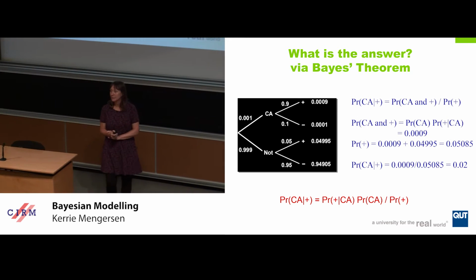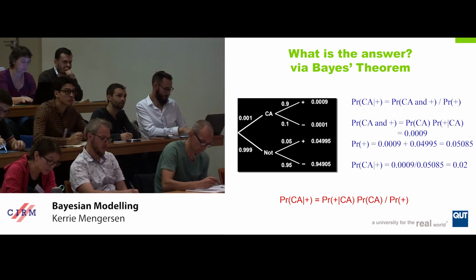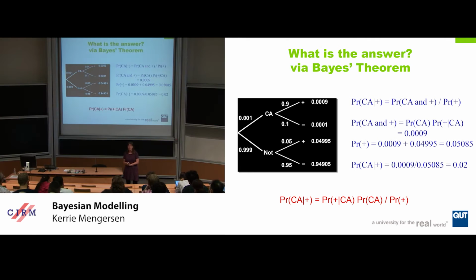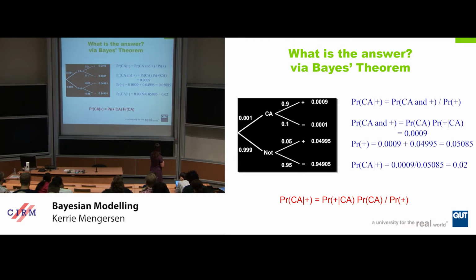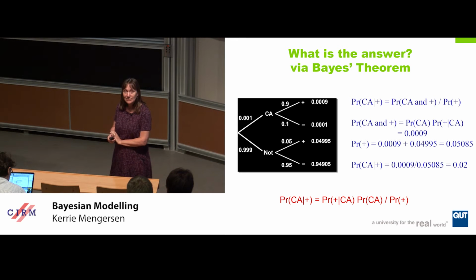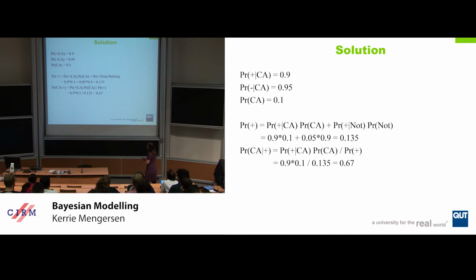Okay, what did you get? Who's got an answer? Did you work it out? 0.015. Let's have a look. So I got probability of cancer given positive is 0.67. Anybody else get that?